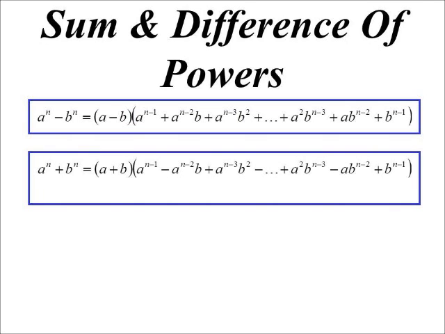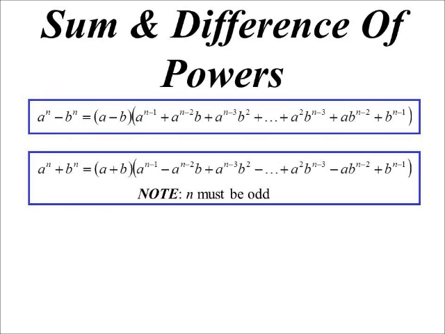Now, if it was plus b to the power of n, then the only difference is in the second one, the signs alternate plus minus plus minus. But there is a problem with this one, and it only works for odd numbers. Right? You don't have a sum of two squares, for instance. You can't factorise that neatly, the a squared plus b squared.